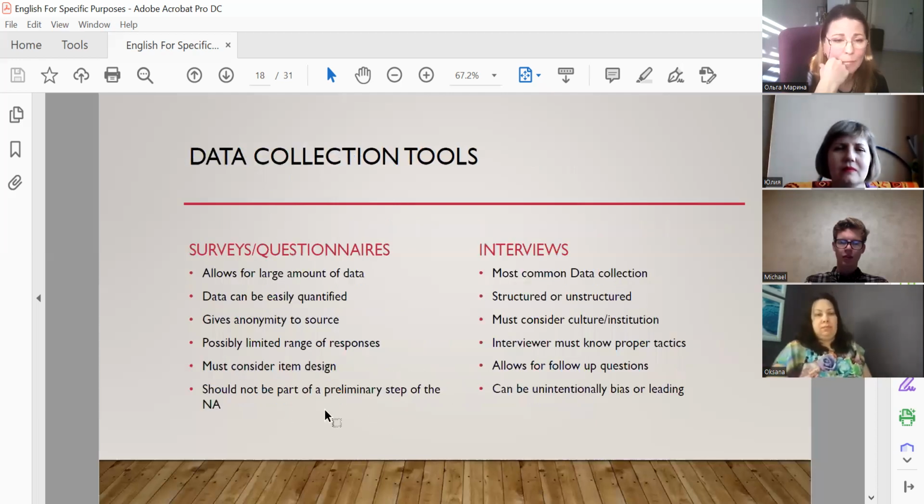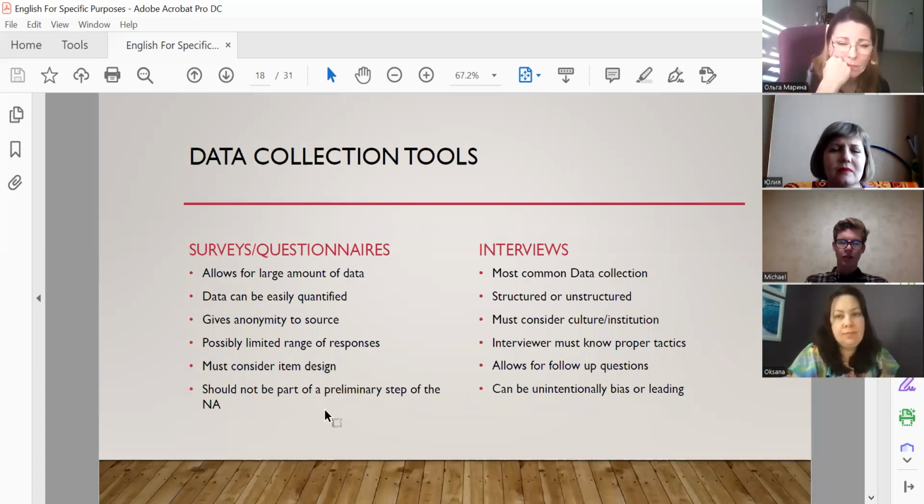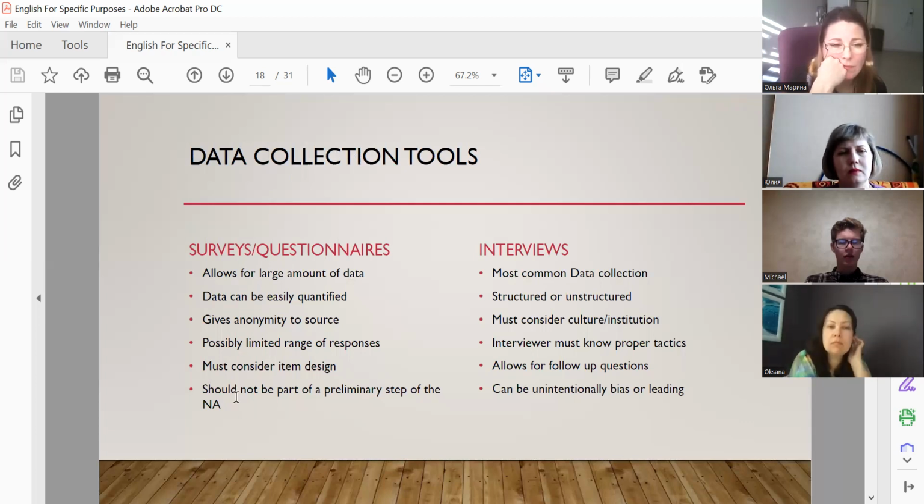Okay. Data collection tools, how to collect data from stakeholders. We can do that through surveys and questionnaires. Of course, we need to have access to those stakeholders. Here are some pros of surveys and questionnaires. It's very, very important how you construct questions in those questionnaires. It should be part of a preliminary step of the needs analysis, so surveys and questionnaires.